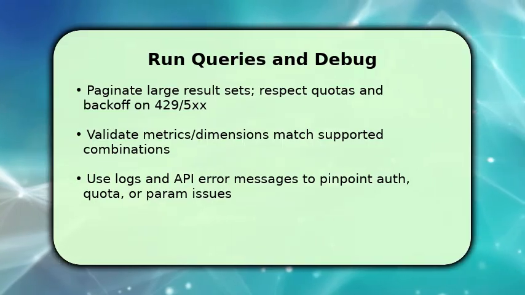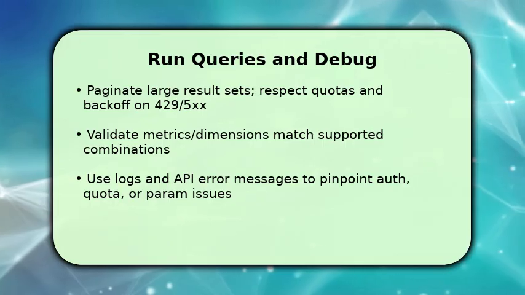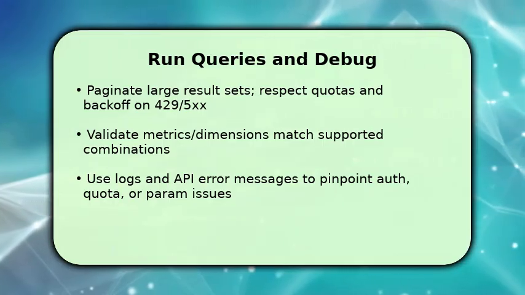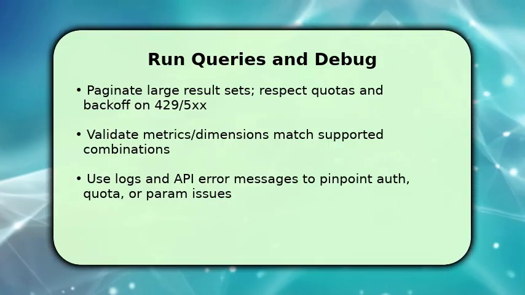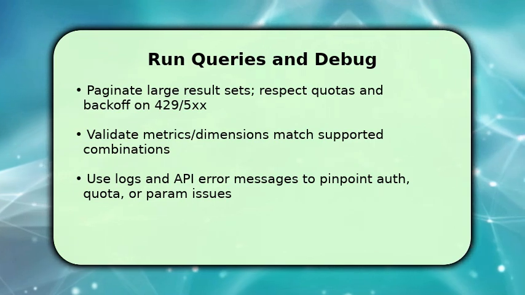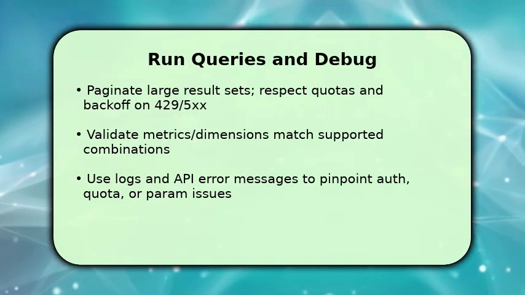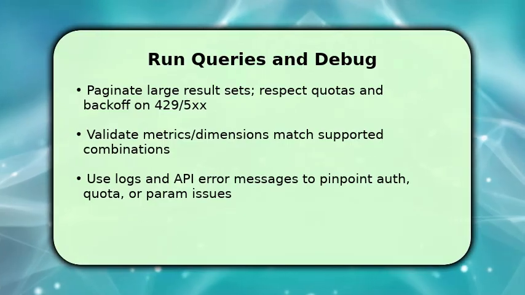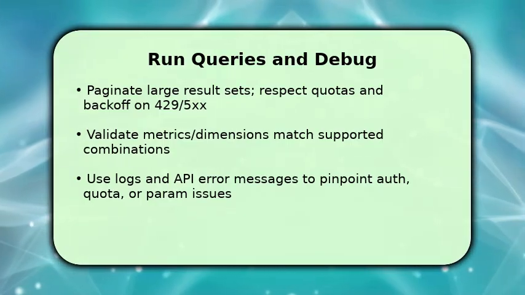If data looks wrong, validate that your metrics and dimensions are a supported combination and that your ids parameter correctly targets the channel or content owner. If problems persist, check token scopes and timestamps. A common fix is renewing refresh tokens or correcting time zone and date formats.